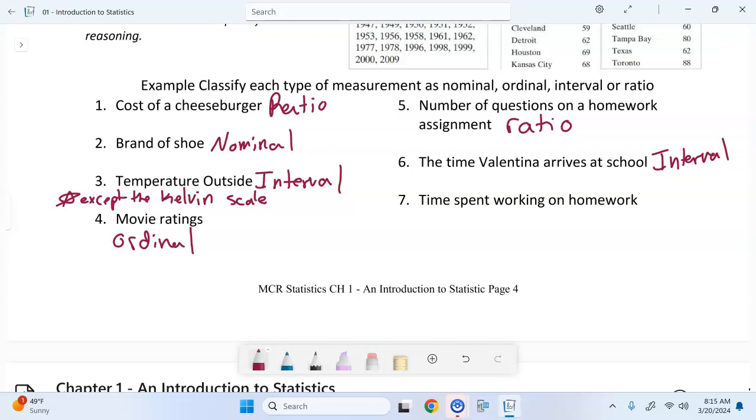Time spent working on homework. It's 0 minutes.